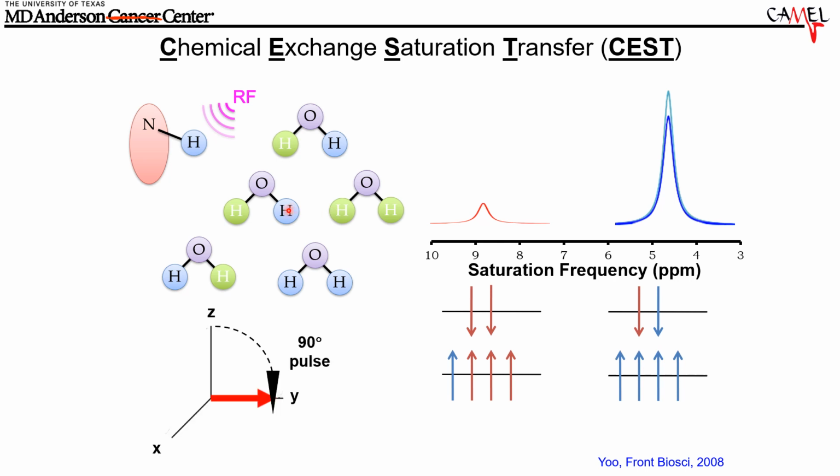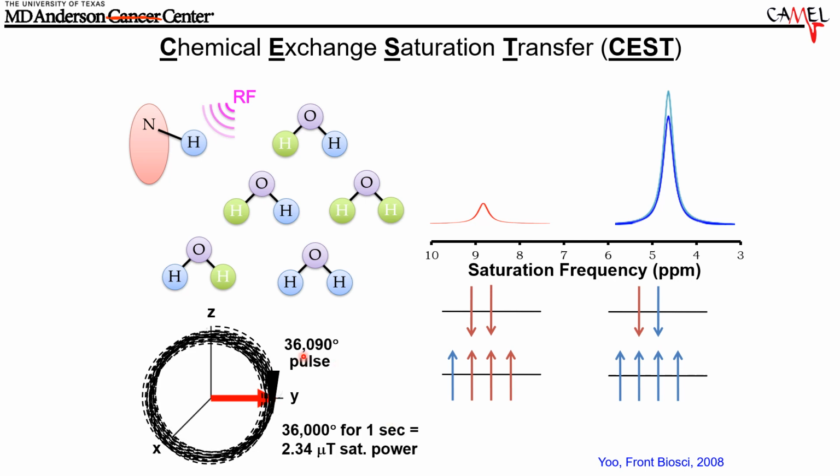Another way of thinking of this is that if you were to apply a 90-degree pulse to the magnetization of this amide proton here, you would then excite it into the XY plane. Well, what would happen if we applied a 36,090-degree pulse? Well, this magnetization vector would go around 36,000 degrees and then another 90 degrees and everything would still be fine.